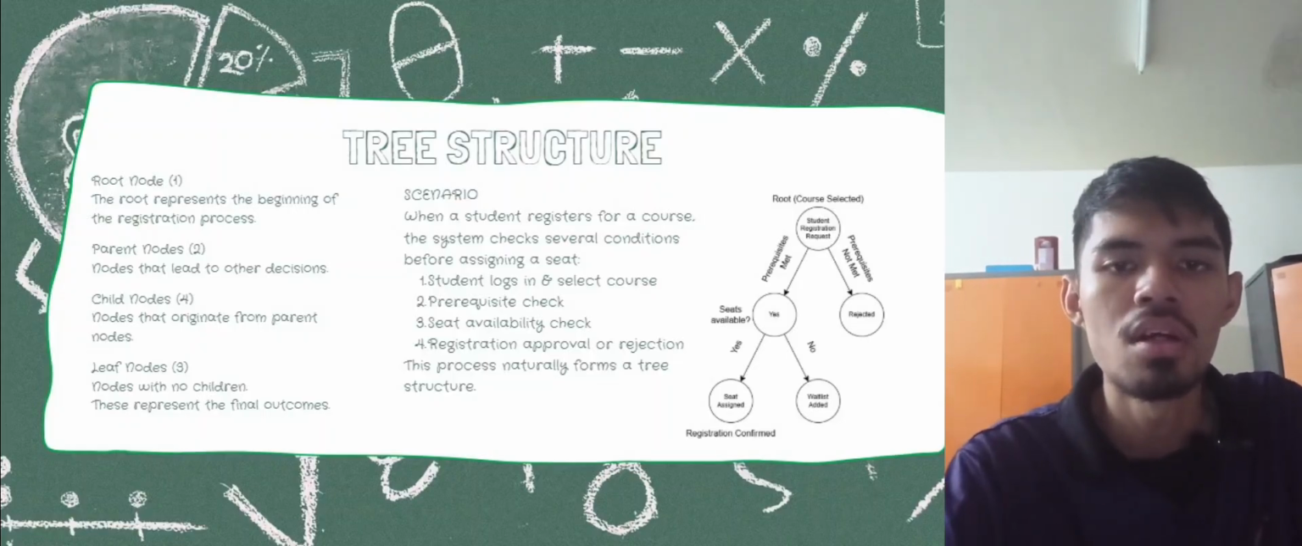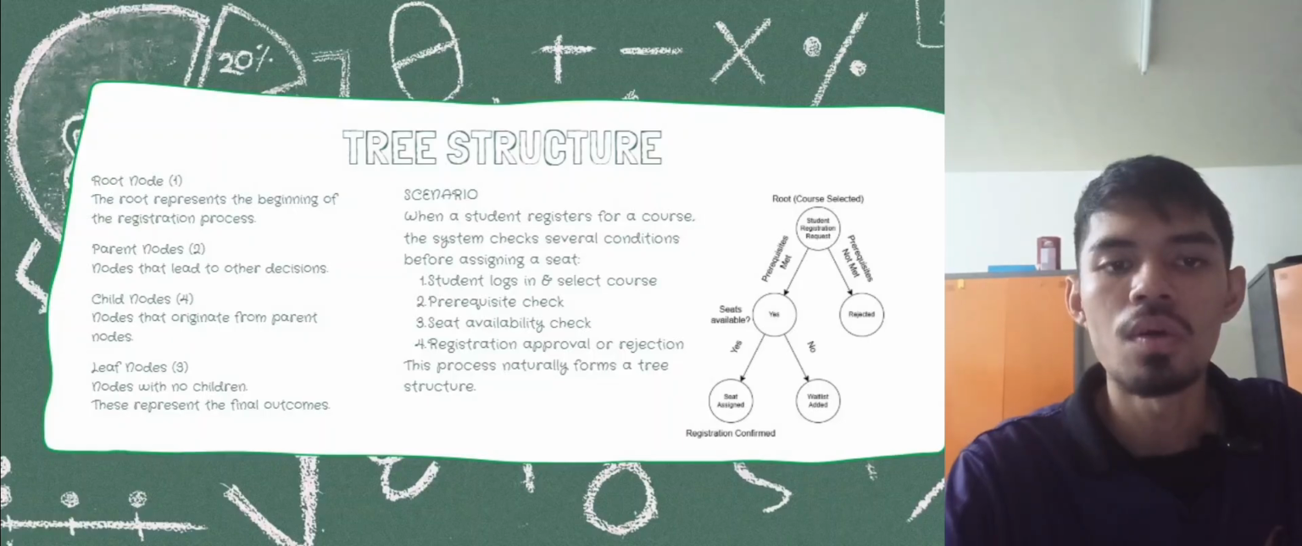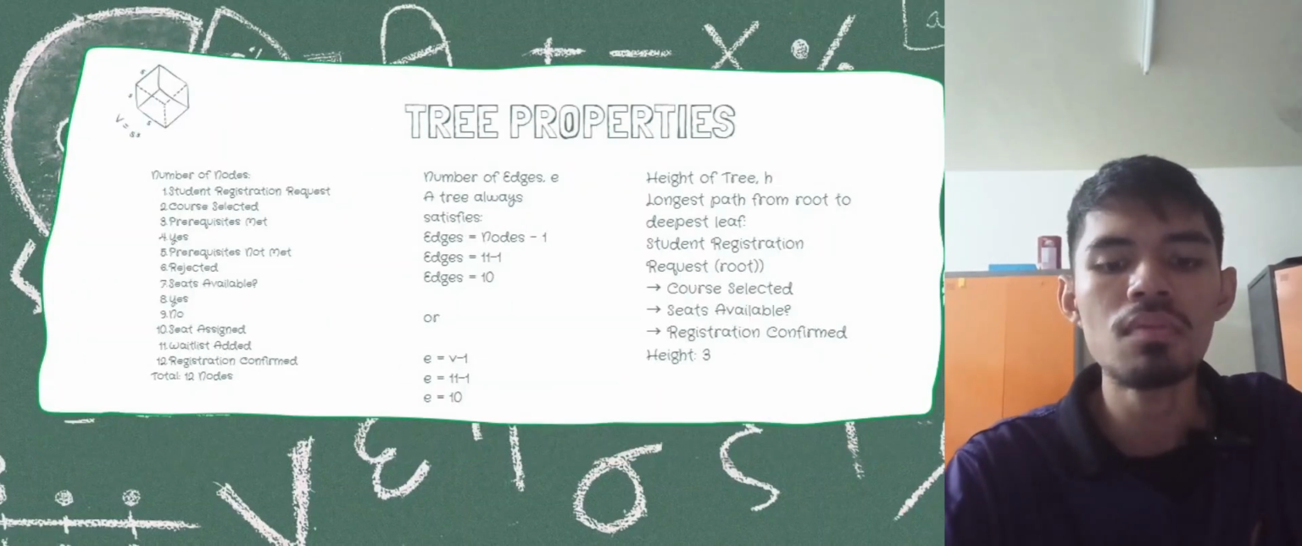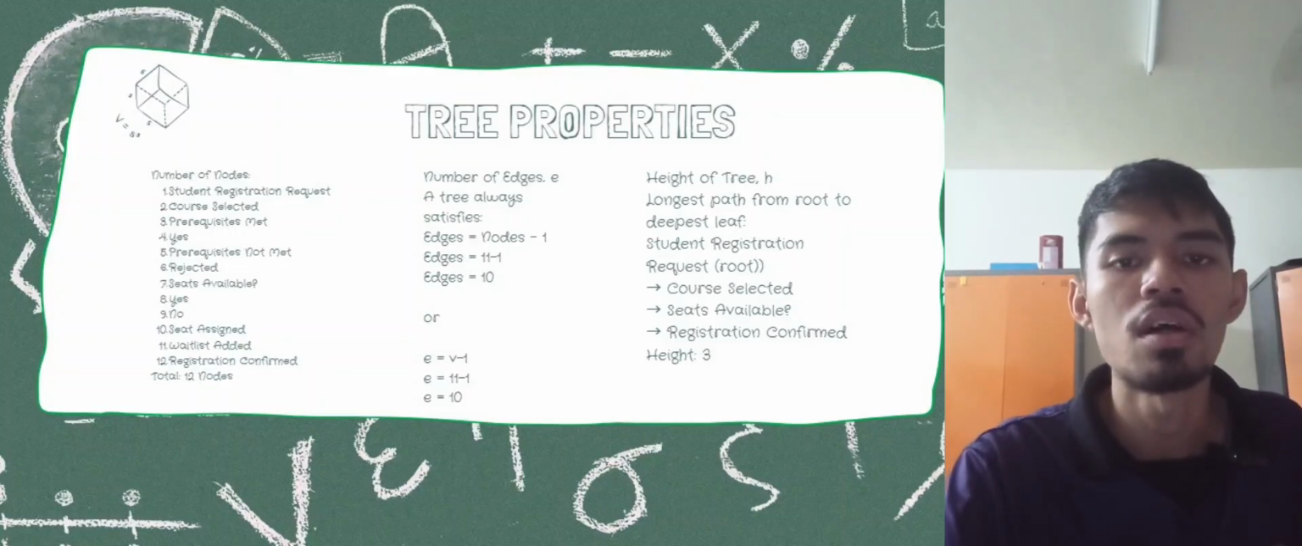In the scenario, the student will select the course and face 2 decisions and 2 flows: either yes or rejected, and once again either seat assigned or wait list, which means they need to wait until they either get the seat or are rejected. For the 3 properties, we have 12 nodes, 10 edges, and a height of 3. Height means the level of each node.